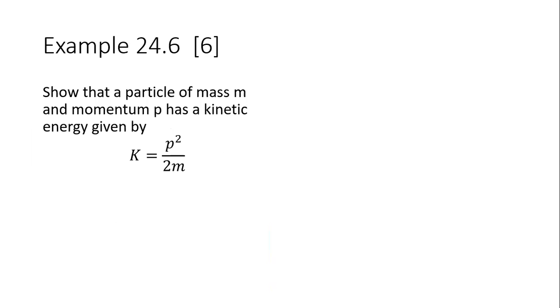Okay, try this one. This is your first term work. Show that a particle of mass m and momentum p has a kinetic energy of K equals p squared over 2m. Start with your kinetic energy first. And momentum is p equals mv.